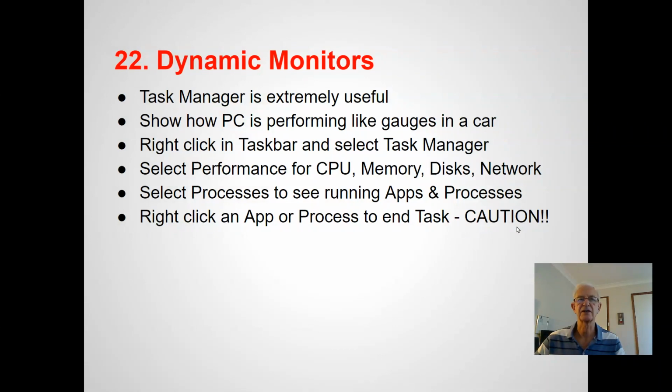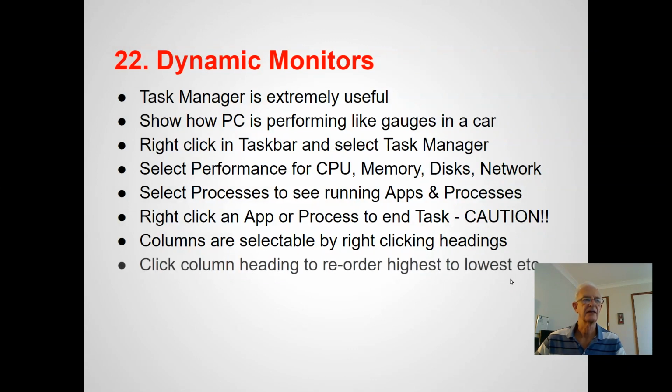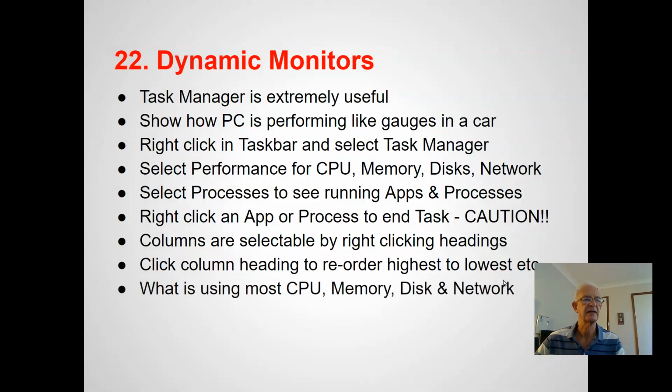If your machine gets really tied in a knot, going around in loops, you can actually kill the loop from within Task Manager. Columns are selectable by right-clicking the headings, and you can reorder from highest to lowest or lowest to highest. You'll see what I mean when we go into it to see the benefits of it.